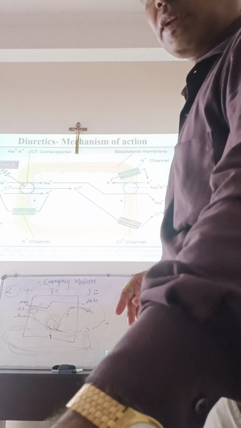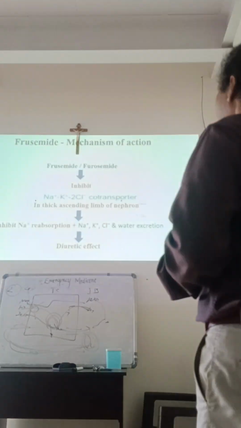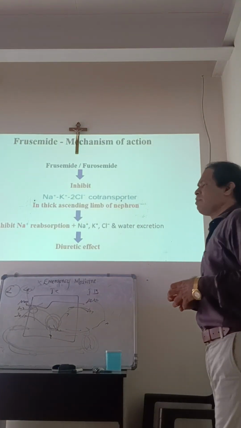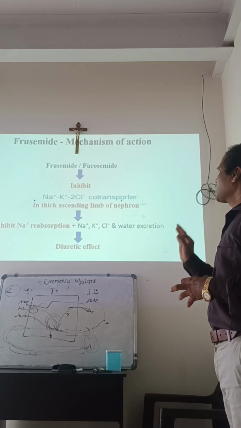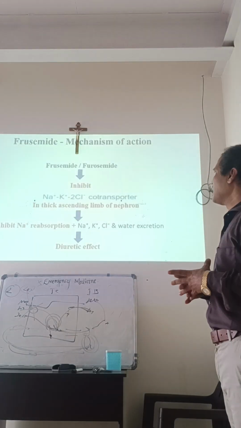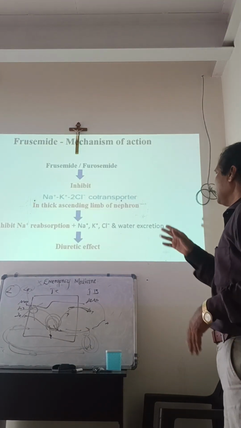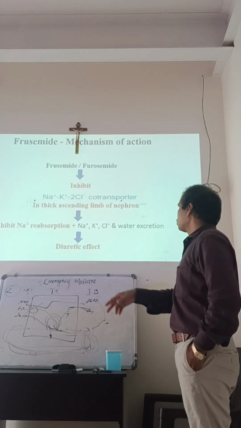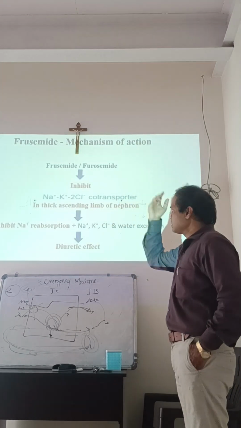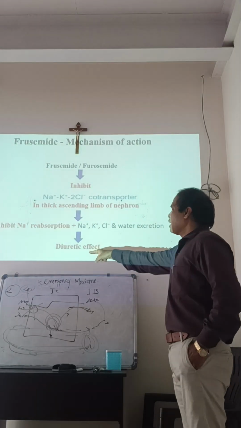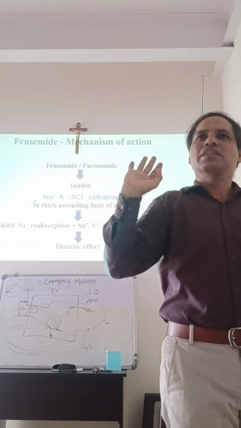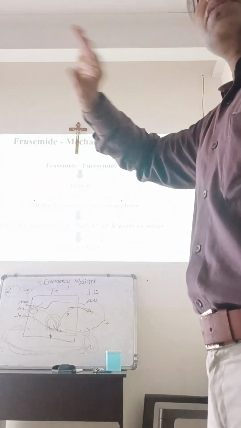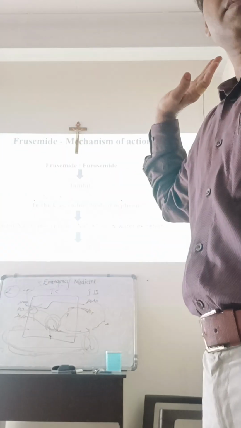Now, how to write in the examination? Write in a flow chart. Furosemide inhibits the sodium, potassium, 2 chloride co-transporter in the thick ascending limb of the nephron. It inhibits the reabsorption of sodium, potassium, 2 chloride, and also water. Water also gets excreted. Diuretic effect. That's one issue. This is enough. Even if you don't write the diagram, I don't mind. Writing this much is enough.